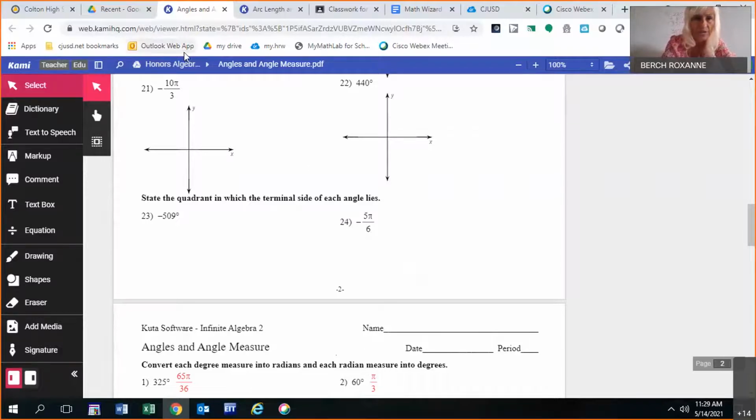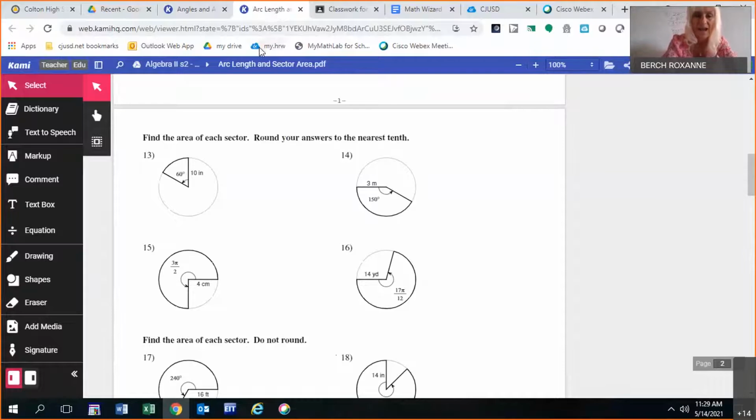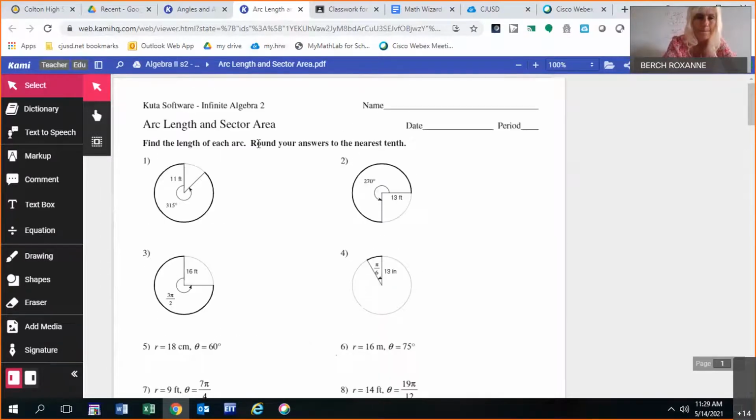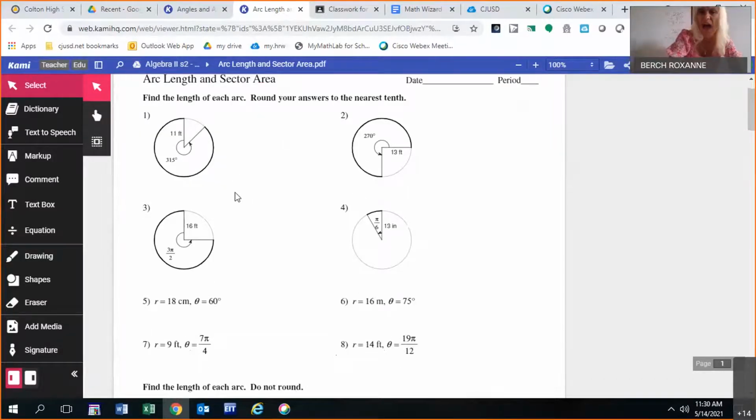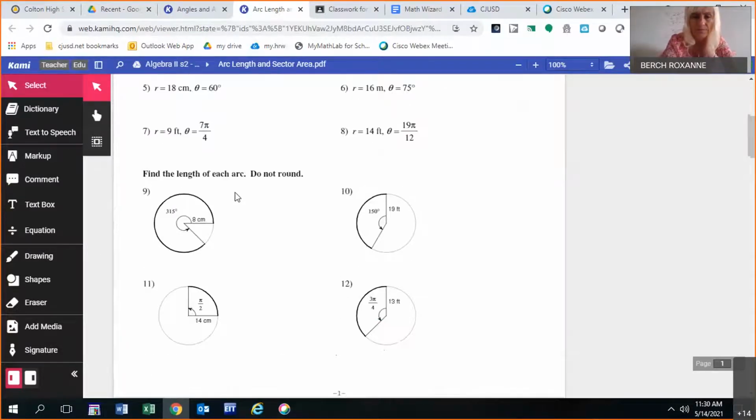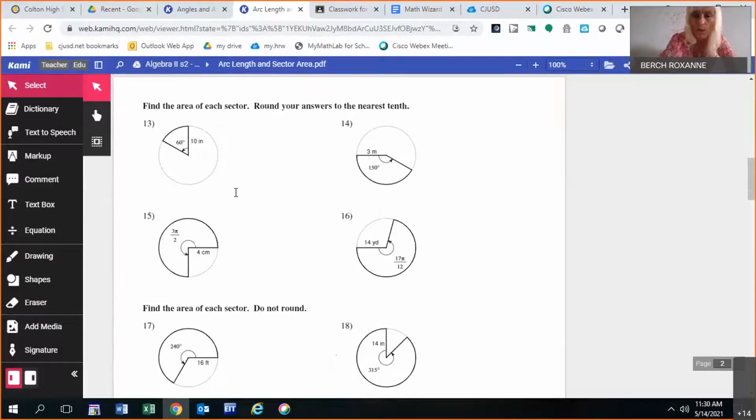Let's look at the other sheet. Now, I have not taught this, you guys. So they're asking you to find the length of the arc. Well, I taught that. You can find the length of the arc. We just did a bunch of problems like that. But look at this one. Find the area of the sector.